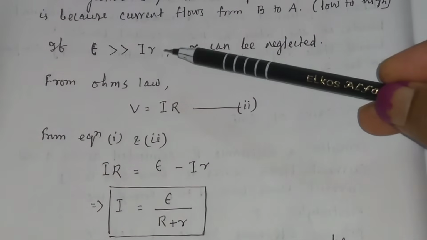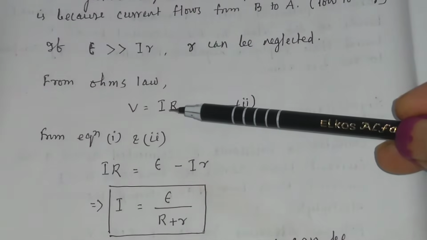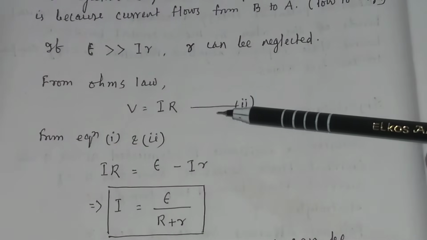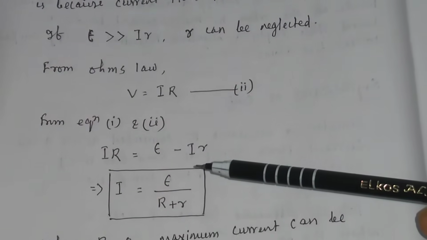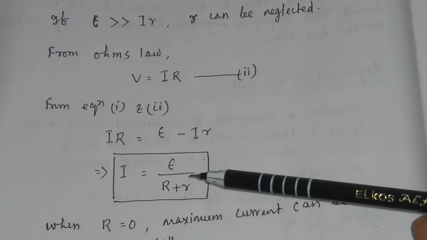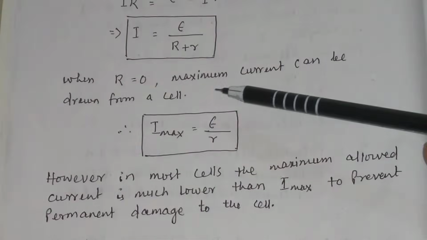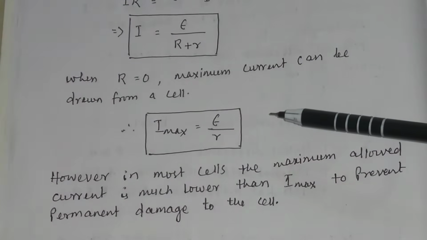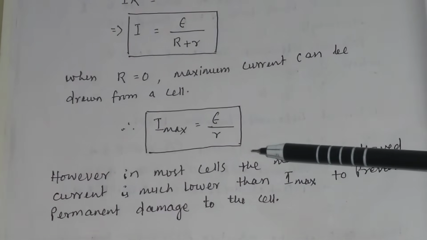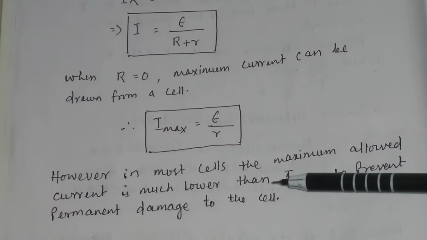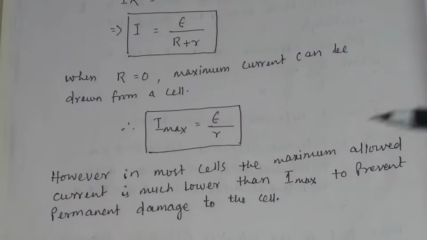If EMF is much greater than Ir, then r can be neglected, and from Ohm's law we know V is equal to IR. So from the first and second equations, IR is equal to epsilon minus Ir. So I will be equal to epsilon divided by R plus r. If R is equal to 0, maximum current can be drawn from a cell. So I max is equal to epsilon divided by small r. However, in most cells, the maximum allowed current is much lower than I max to prevent permanent damage to the cells.